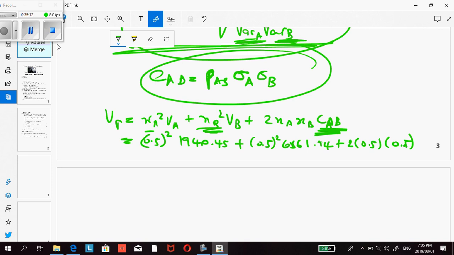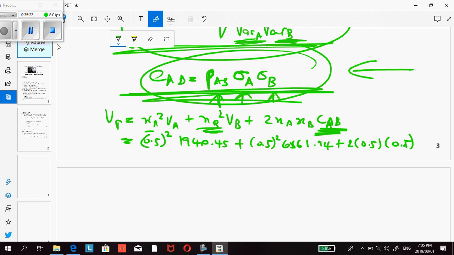Now we don't have the covariance, but we've got this relationship here, which is the correlation coefficient times the standard deviation of A and B. Remember I showed you. So your correlation coefficient is 0.3. The standard deviation of A, you calculated it, is 44.05, multiplied by the standard deviation of B, which is 81.01. You punch this whole thing in; this is calculator work, you don't have to worry.